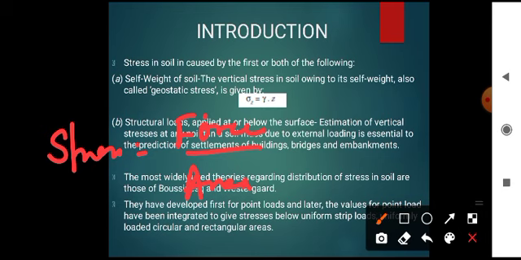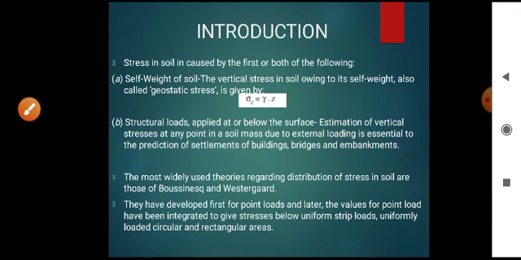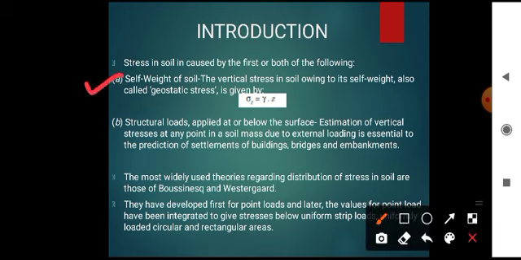Similarly, in soil mechanics, the stresses acting in soil are mainly caused by two factors. The first is the self weight of the soil, and the second is the structural load, by means of an embankment or a structure or any building which is constructed on the soil.